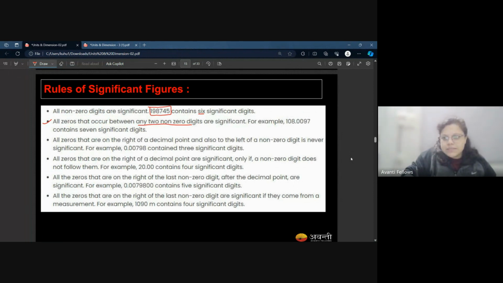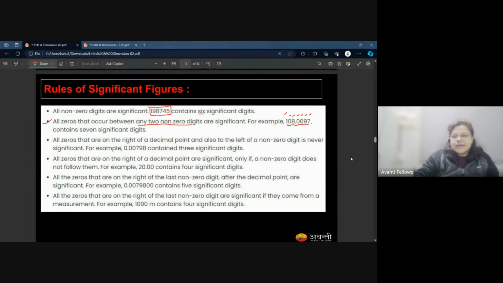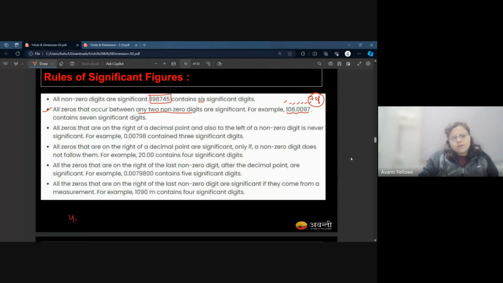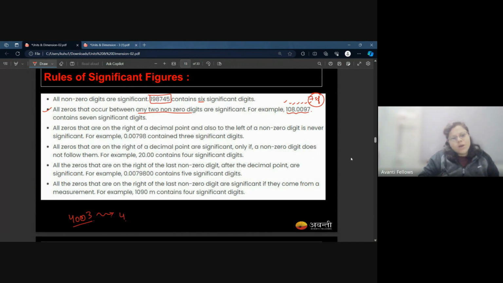For example, in this digit, tell me the number of significant figures. And I am assuming you are not reading the entire line. 7. Yeah. See, 1, 2, 3, 4, 5, 6, 7. Right? 7 significant figures. Are you getting my point? Whenever you have a trapped zero, trapped means that zero is trapped in between two non-zero digits. You will always count those zeros as significant figures. How many significant figures do we have here? 4. Cool.